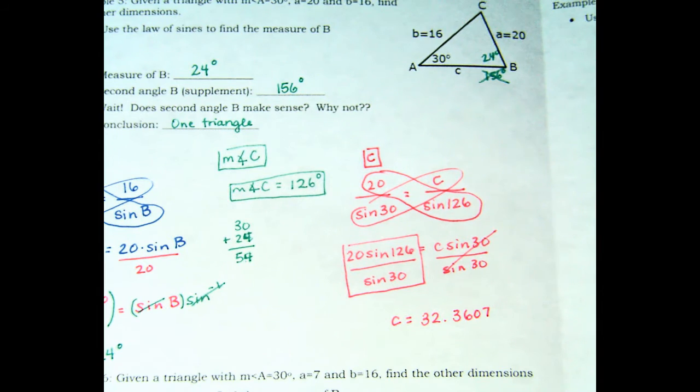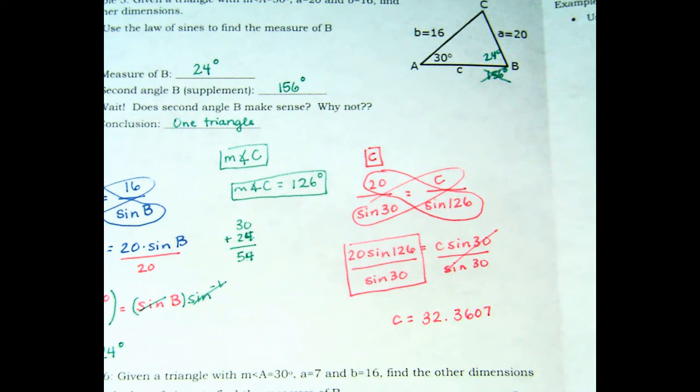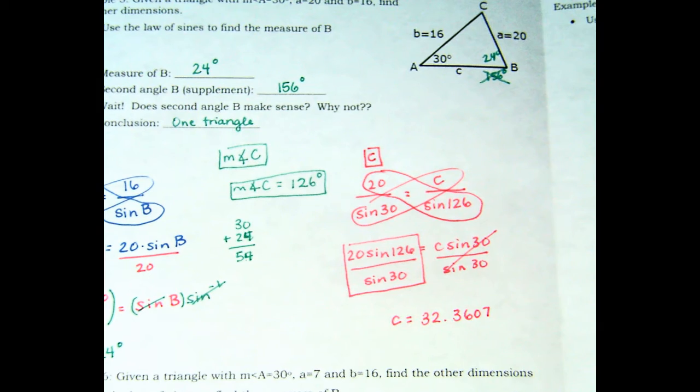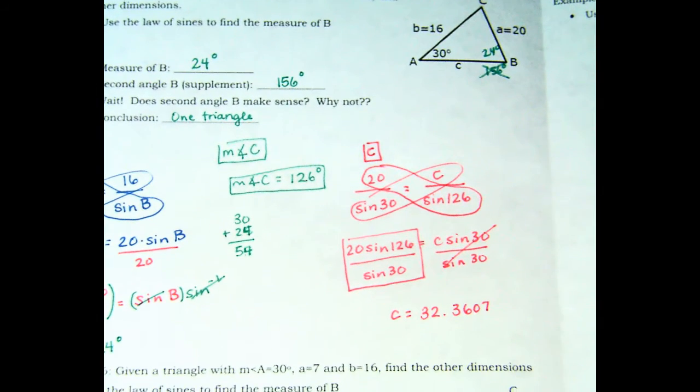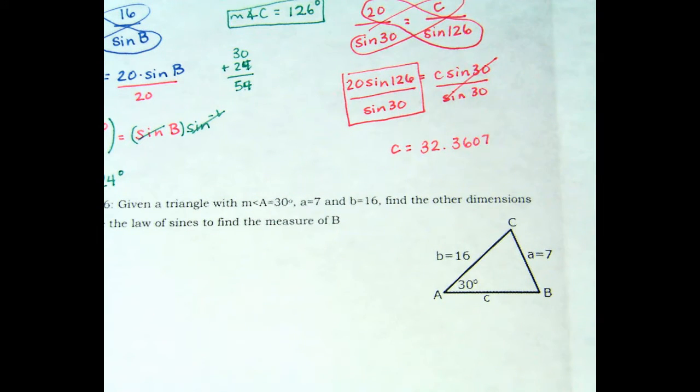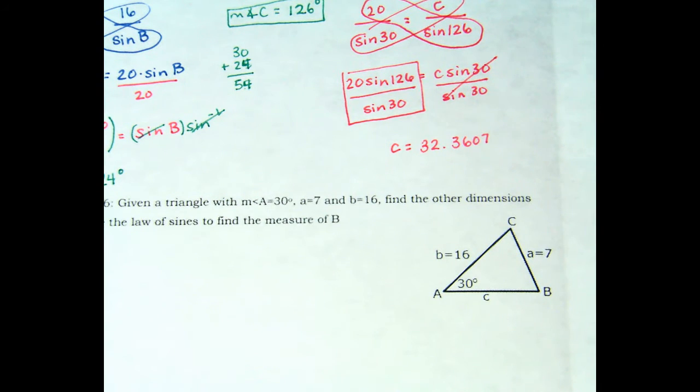Alright, example 6. Like I said, there are a whole lot of these ambiguous case examples, but in the world of mathematics, when you're solving these problems, you don't see this ambiguous case that much. Example 6: use the law of sines to find the measure of angle B. We're going to do exactly what we did just a second ago.